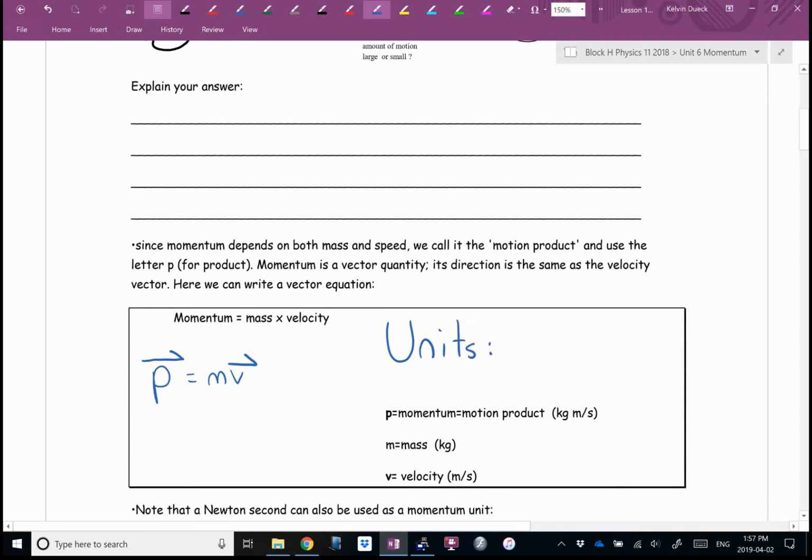What would the units for momentum be? Momentum is what times what? Mass times velocity. I'm going to keep going until everyone participates. Momentum is what times what?